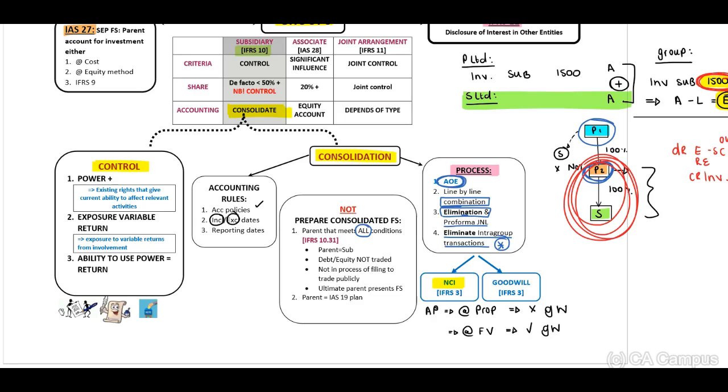Then in terms of goodwill, now when your net asset value exceeds the price paid, this will be a gain on bargain purchase. But when your net asset value of the entity is less than the price paid by the parent, this will be goodwill. And then when there's goodwill, it is important that you are able to identify what is the accounting policy of your NCI.